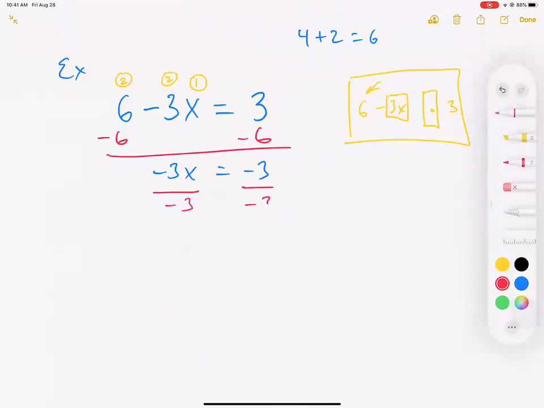Take your trash out with you when you leave. That negative sign is almost like it's trash. Take it out with you. Don't leave it here. I don't want it. And a negative divided by negative becomes a positive. Let's take a look at that.